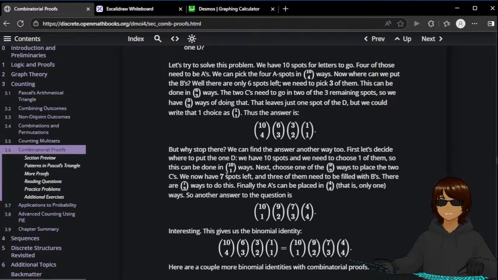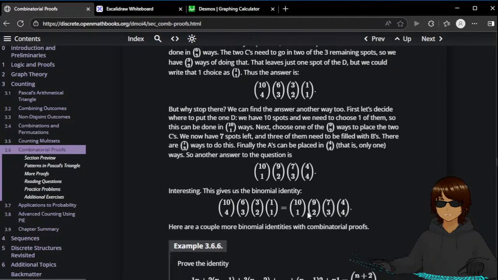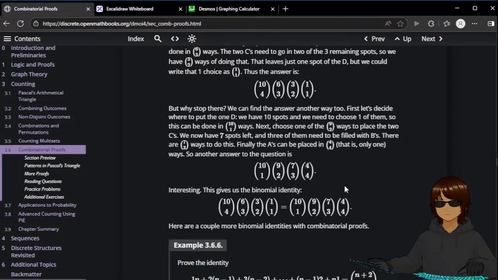Now, we have 7 spots left. 3 of them need to be filled with B's. There are 7 choose 3 ways to do this. Finally, the A's can be placed in 4 choose 4 ways. So another answer to this question is this times this times this times this. This gives us the binomial identity.